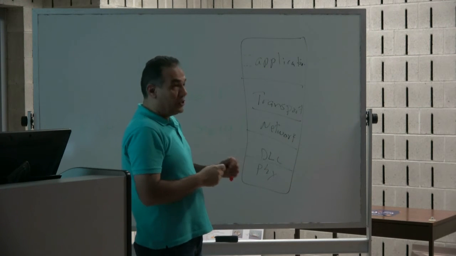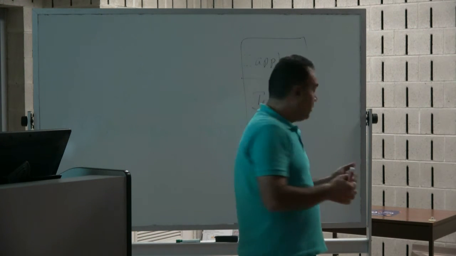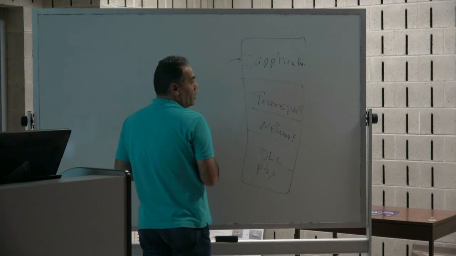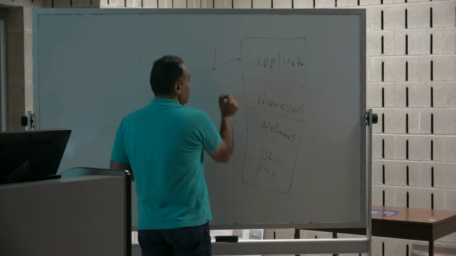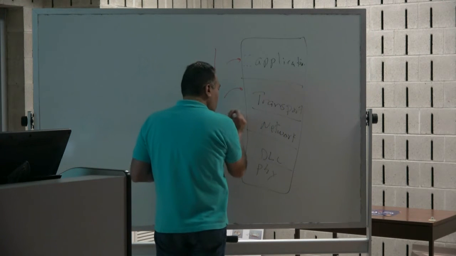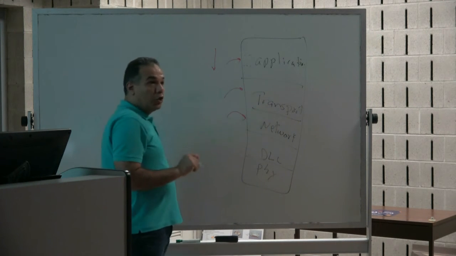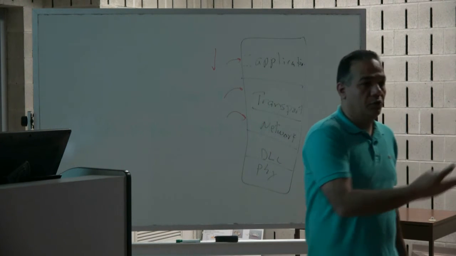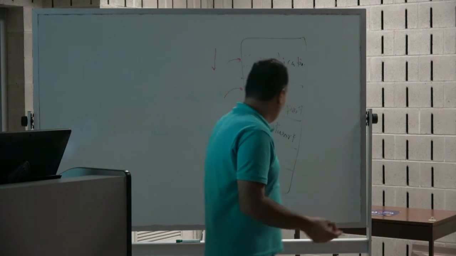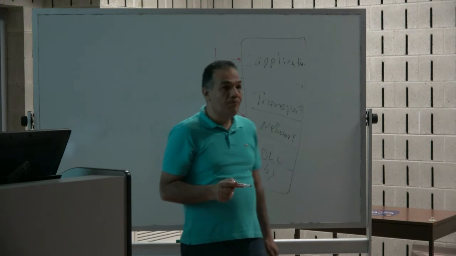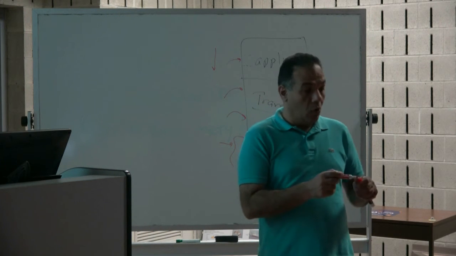All right, so security is applied in the application layer. And as it goes down, it will be applied again in the transport layer. Then certain security will be applied in the network layer, and also in the data link layer somehow, right? So there will be security all over.